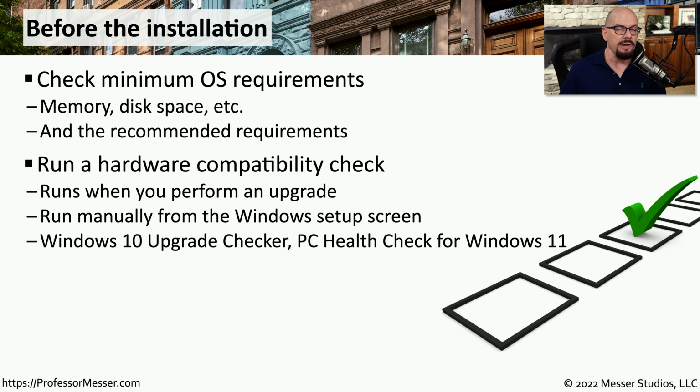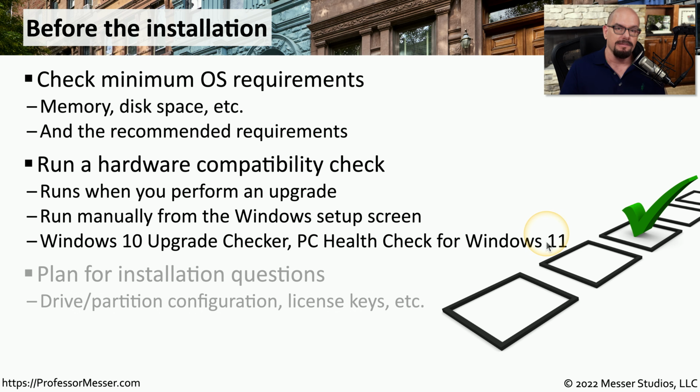If you're upgrading Windows, Microsoft provides utilities that will look at your hardware and your software and determine if they're all compatible to upgrade to a newer version. In Windows 10, this is called the Windows 10 Upgrade Checker, and in Windows 11, this is the PC Health Check for Windows 11. During the installation, you may be prompted for the partition sizes, file systems that you'd like to use, and any licensing necessary for the operating system, so it's useful to have all of that ready to go before you start the install.